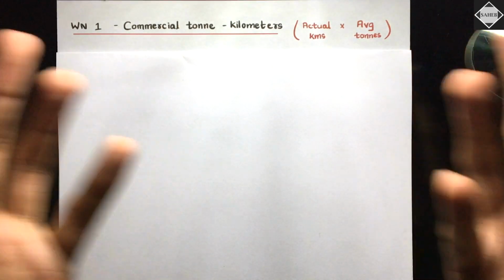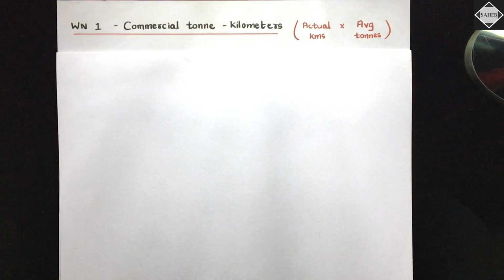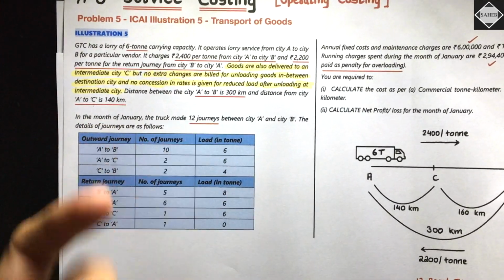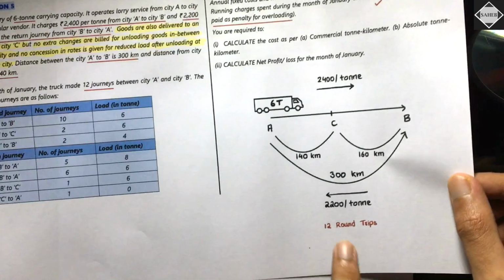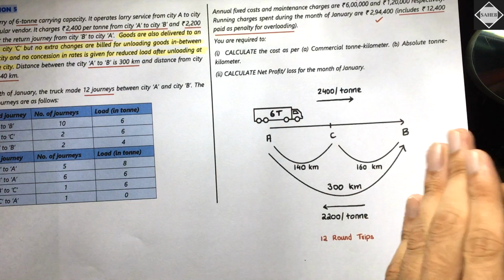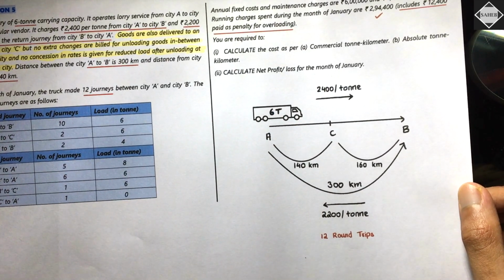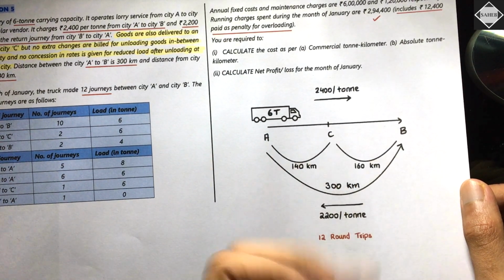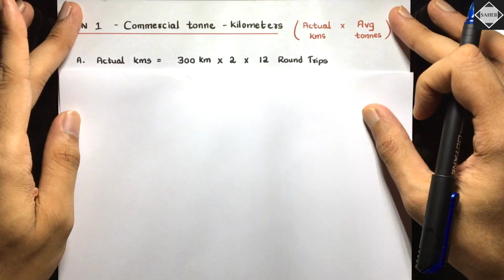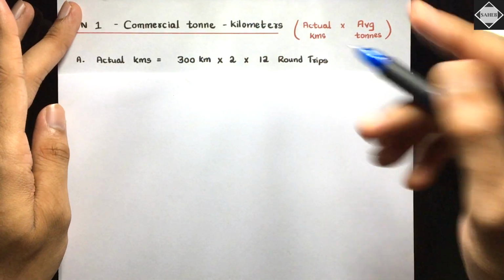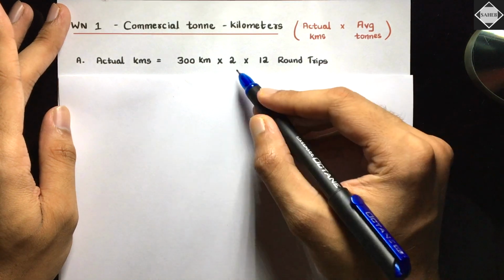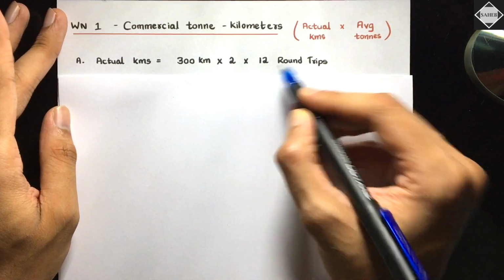How will you calculate actual kilometers? The question has told you that in total we have done 12 journeys, which I told you means 12 round trips, right? 12 times we have gone from A to B and then B to A. How much is the kilometer between A and B? It's 300 kilometer. So that's what you have to take. Actual kilometer is equal to the distance traveled, 300 kilometer into 2, because as I said, round trips. So you have to multiply by 2 into 12 round trips.